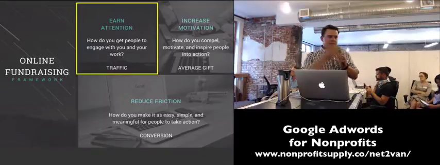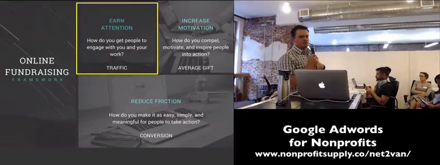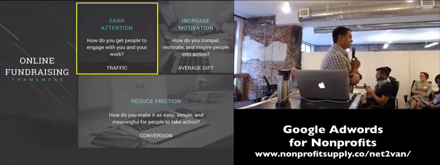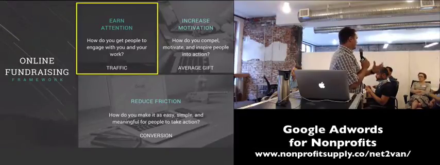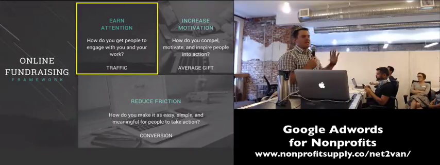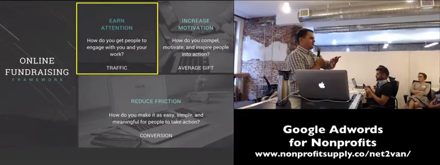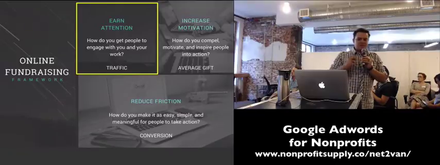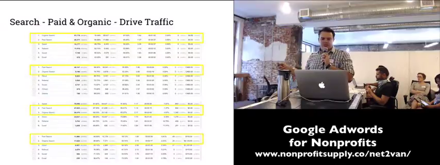So of these three things, when we look at working with clients, the two easiest ones for us as an agency to influence are the traffic or earning attention and the conversion or reducing friction. Increasing the motivation of donors gets into things like value proposition and positioning of offer, and you really need to understand donors and why they do or why they don't. And we do some of that work, but it takes a lot of time. And so we spend most of our focus on saying, how do we just get more people coming to websites? And then how do we make it easier for them to take action on websites? So that's where we spend most of our time. And today's really focused on traffic and why we use Google AdWords, which is really a function of search marketing.